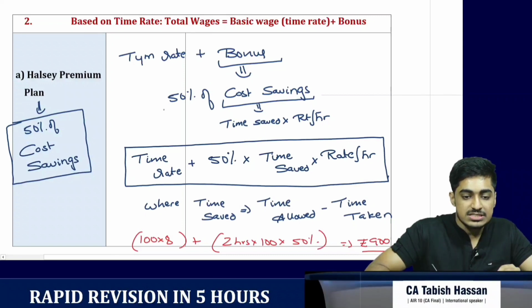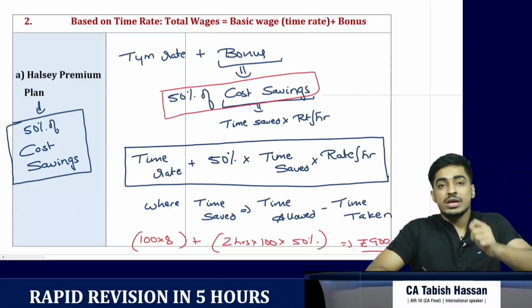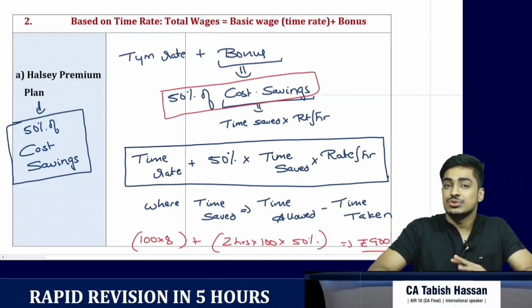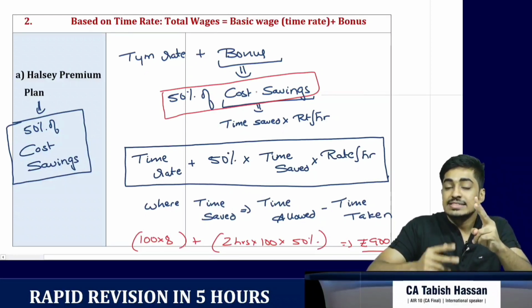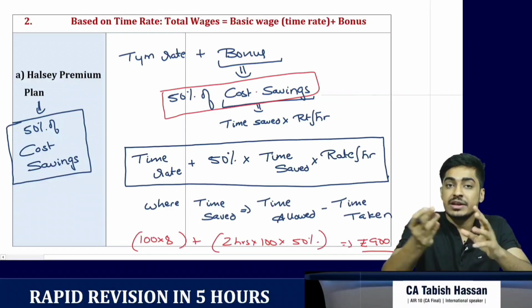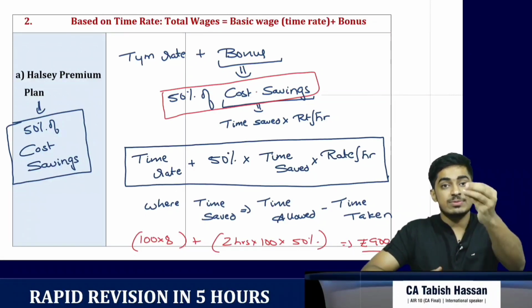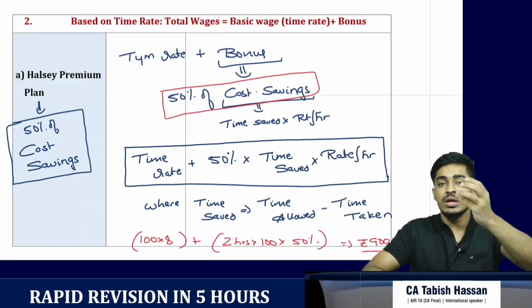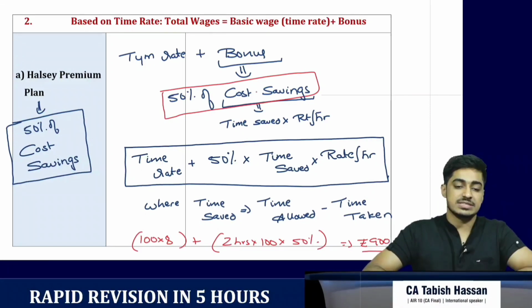Say for example, an employee had to produce an output in 10 hours. He has done it in 8 hours. So he has saved 2 hours. And say for every hour, we are paying him 100 rupees. So the employee has saved us 200 rupees. So 50% of that, 100 rupees, we pay to the employee. The balance 50% we keep ourselves.